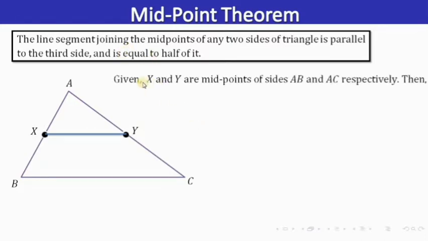It is given that X and Y are midpoints of AB and AC here. So if this happens, then XY has to be parallel to BC. That's what the theorem says. This is the first point, and the second point is XY has to be half of BC. So this is all about your midpoint theorem. You may pause the video to note down.